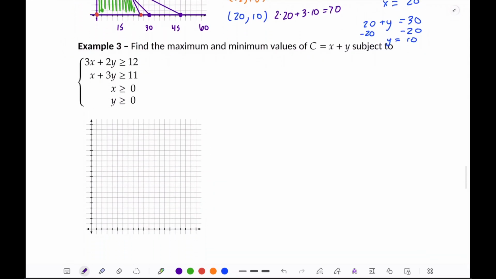So example 3, find the maximum and minimum values of c equals x plus y subject to these constraints. So again, the c equals x plus y is called our objective function. And these inequalities over here are called our constraints. X greater than or equal to 0, y greater than or equal to 0 tells us that we're in the first quadrant.